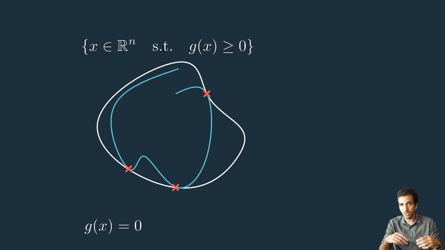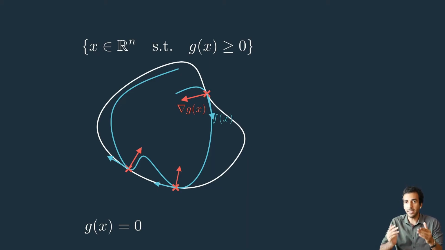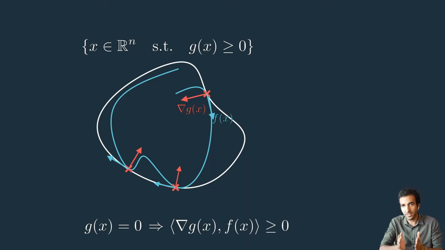And at those points, I should look at two vectors. The first vector is the gradient of g, which is pointing in the direction of biggest increase of my function g. And the other direction I should look at is the direction that f is telling me to take. And for my trajectory to be invariant, I need the inner product between these two vectors to be non-negative, because otherwise I would go outside of the set.